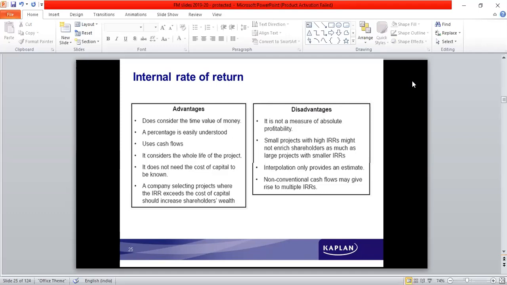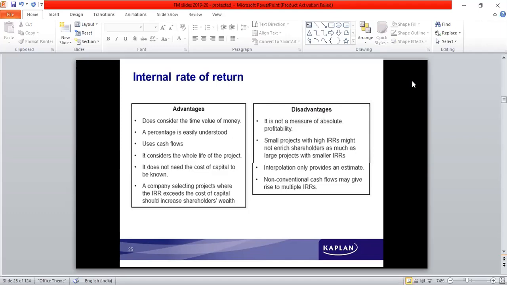It does not need the cost of capital to be known. The decision criteria is that when IRR exceeds the cost of capital, the project can be accepted. So that is the decision criteria. One MCQ we have done, where it was given as ROC should be greater than cost of capital. It is IRR that should be greater than cost of capital.